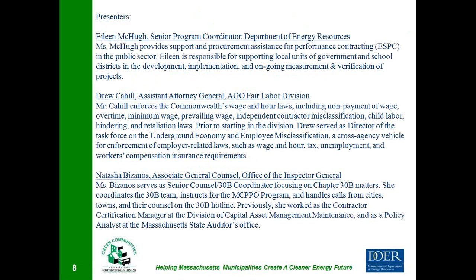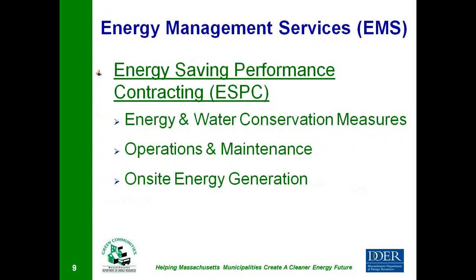We have 3 presenters, as I mentioned. We've got Eileen McHugh, who'll speak first. She works here at the Department of Energy Resources as a Senior Program Coordinator for Support and Program Assistance for Performance Contracting. We'll then hear from Drew Cahill, the Assistant Attorney General in the Attorney General's Fair Labor Division. And then we'll finally hear from Natasha Bazanos, Associate General Counsel at the Office of the Inspector General, who will focus specifically on 30B. With that, I will hand over to Eileen.